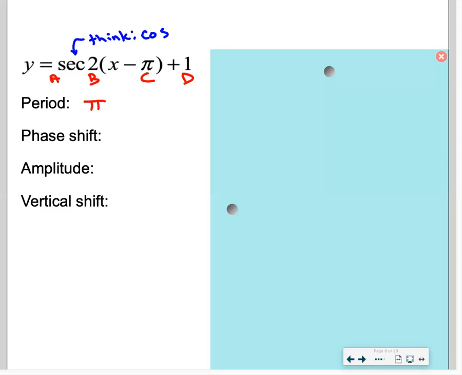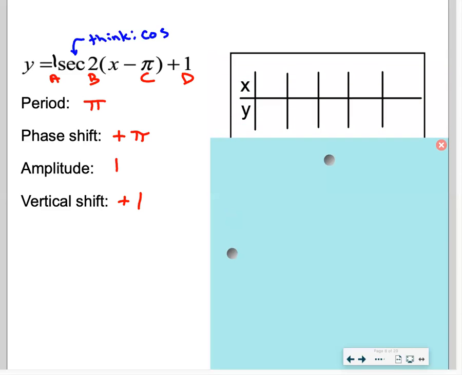Your phase shift is the opposite sign for C, so it would be plus pi. My amplitude, I can put a 1 right there since there's nothing in front of it. So I'm just going to say amplitude is 1. Vertical shift, it looks like my D is 1. So plus 1 for my vertical shift.